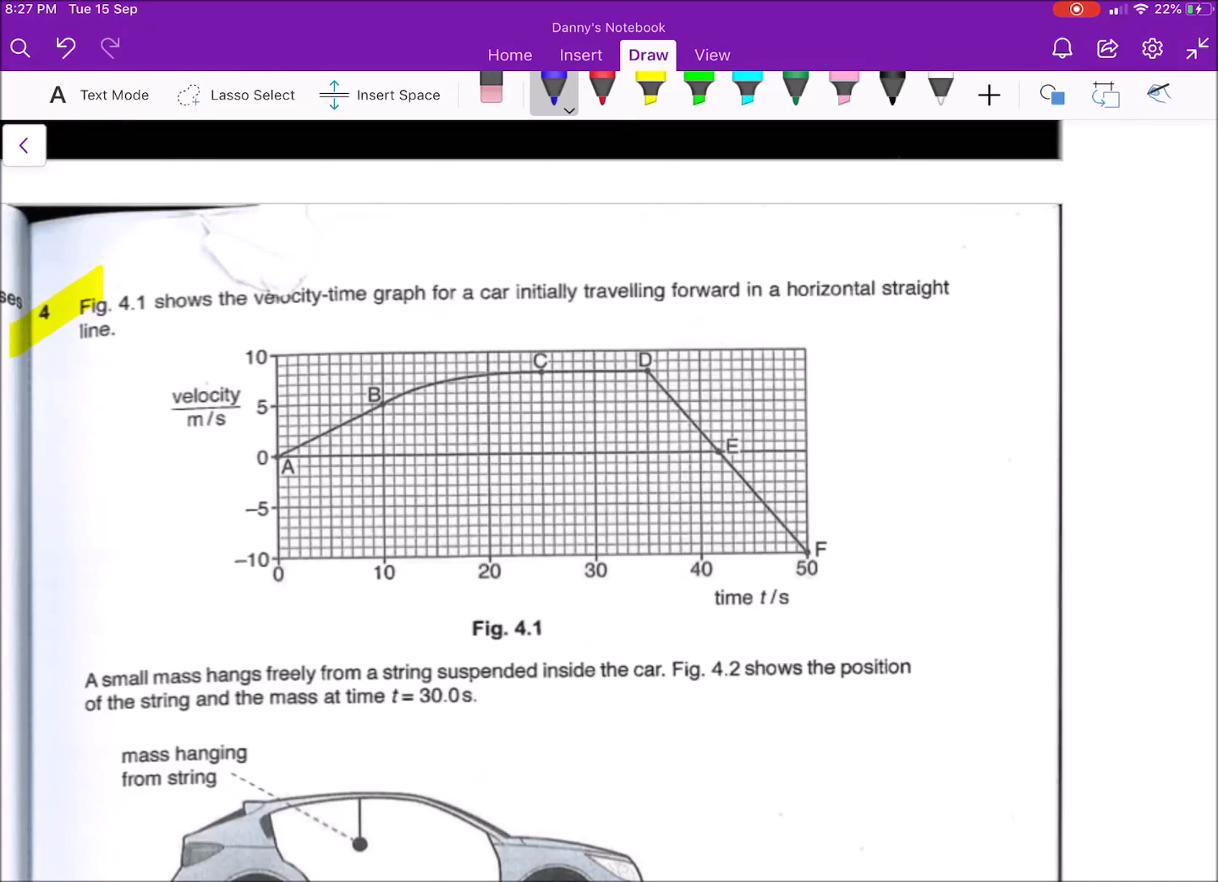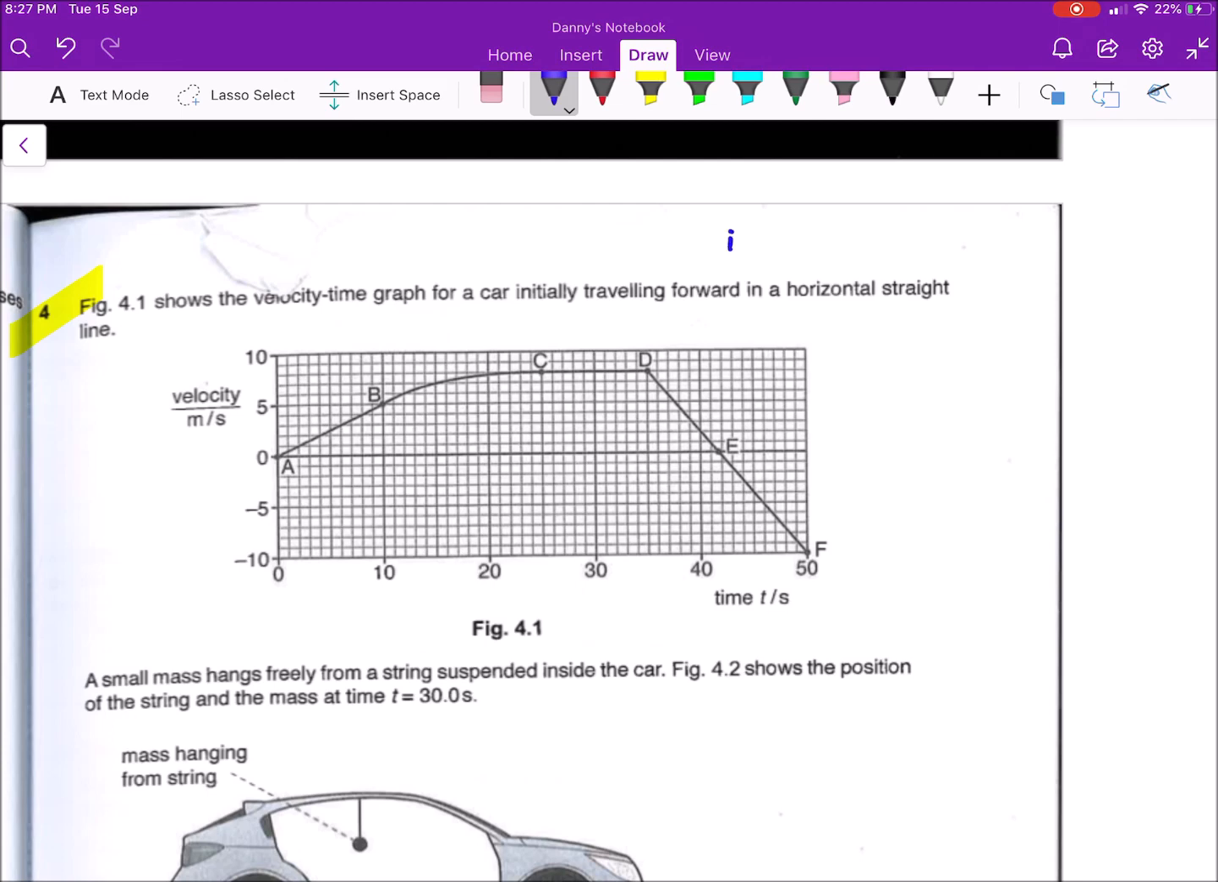Okay, this question is on inertial, and it will also test you on the ability to read your velocity time graph. So if you have not tried it, I really encourage you to read up on inertial. You open up your textbook, refer to it. You can find the page from the glossary. Glossary is at the back of your textbook. Just look for I and then look for inertial.